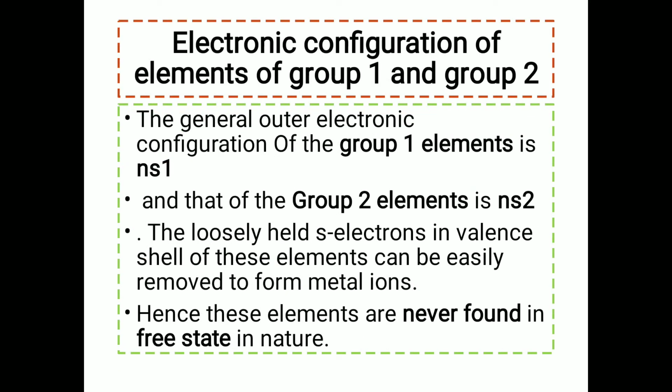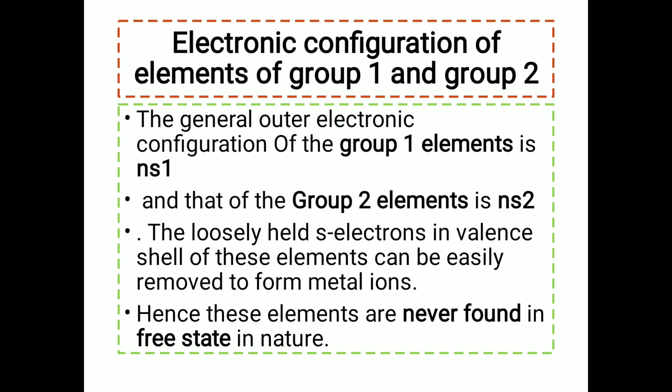Next is the electronic configuration of the elements of group 1 and group 2. As we already studied in chapter 7, the modern periodic table, electronic configuration is the distribution of electrons of an atom or molecule in the atomic or molecular orbitals. In short, it describes how the electrons are distributed in the atomic orbitals. That means the electrons found in the various shells and subshells, their arrangement can be represented in the electronic configuration.